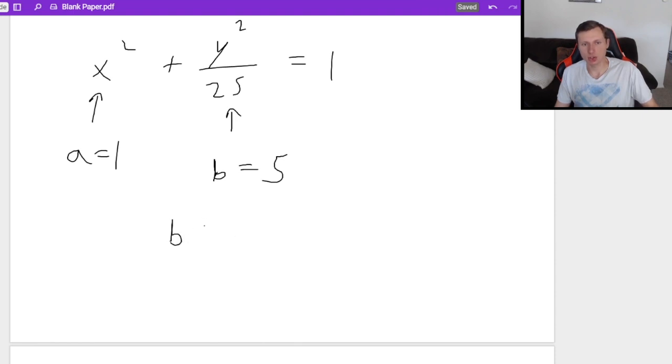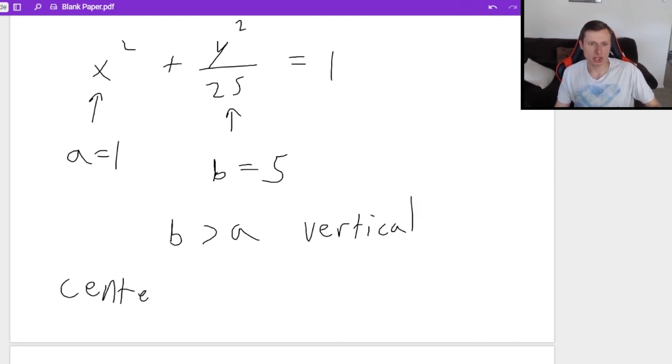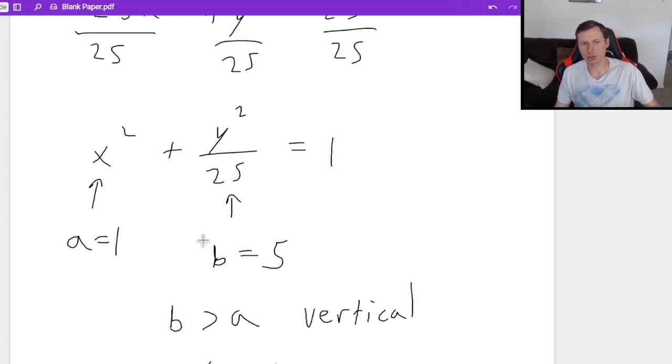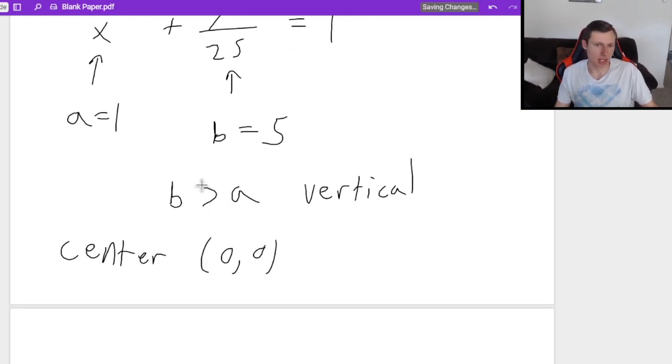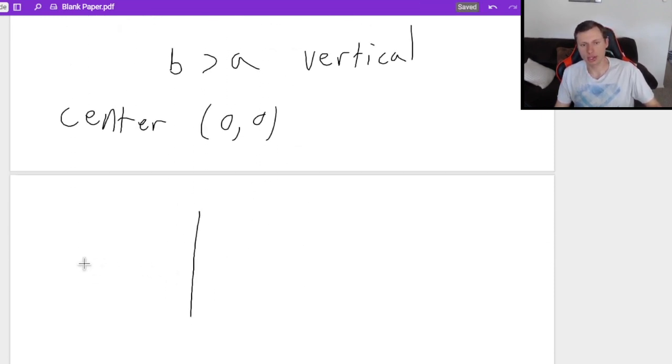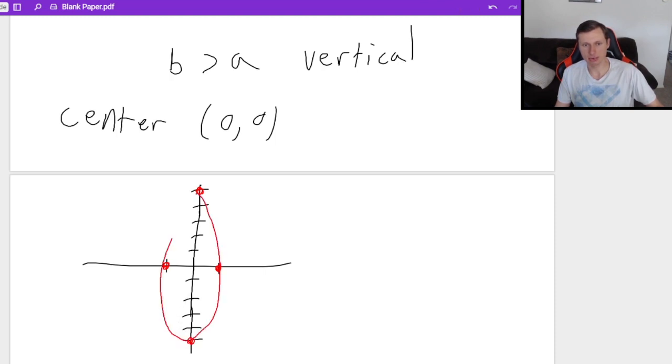I know that b is greater than a, and so that's going to be a vertical ellipse this time. And I also know the center is at 0, 0 again because there's nothing next to this x squared or y squared. So basically, I already know most of what this ellipse is going to look like. 5 tick marks up and 5 tick marks down, and then 1 to the right and 1 to the left. There's my vertices here, here, here, and here. And then I just have to connect these dots in kind of this football shape. Not the best ellipse, but you know what I was trying to do.